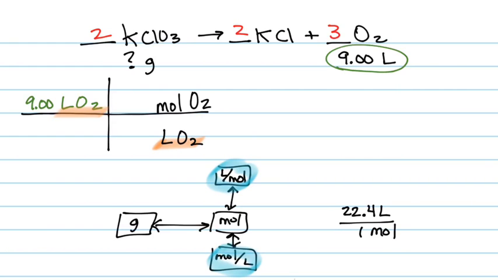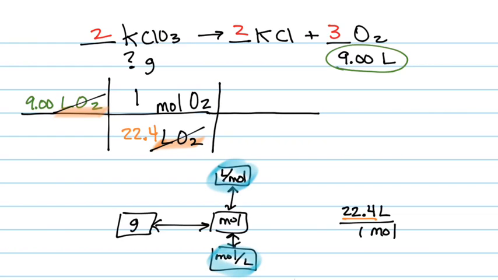Notice the units are flipped here. That is totally fine that they are flipped. That 22.4 has to go with liters, and the understood one is going with moles. These units cancel. I'm left with moles of oxygen. That's not what we're looking for, so we have to add another step.